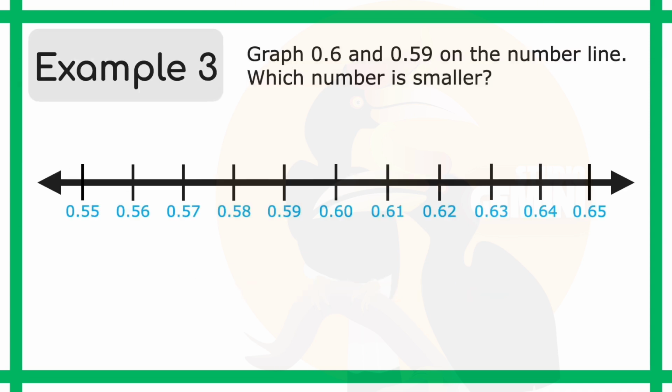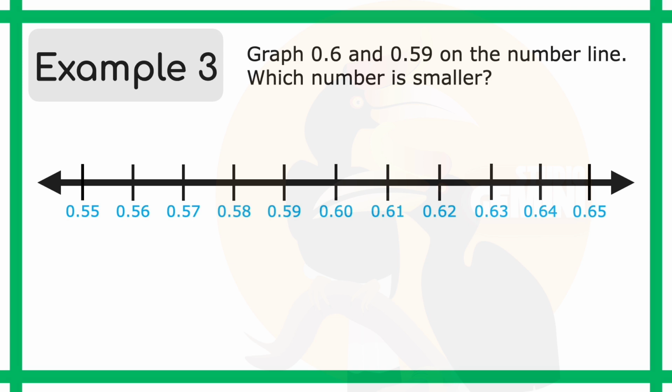Graph 6/10ths and 59/100ths on the number line. Which number is smaller? These two numbers are a bit harder to compare. Which one do you think is smaller? Let's graph them and find out. Once again, let's graph our first point, 6/10ths. Notice that this number line goes from 55/100ths up to 65/100ths, counting by increments of hundredths. Where does 6/10ths go on the number line?